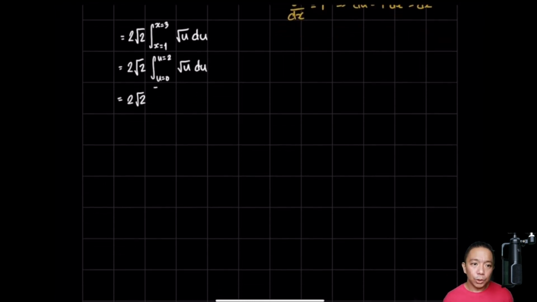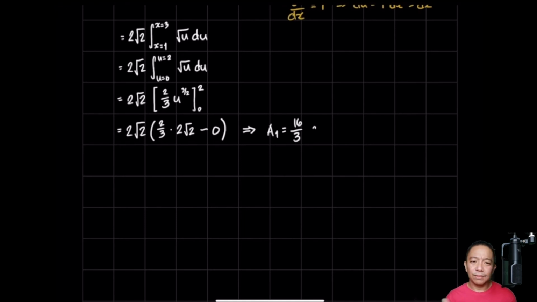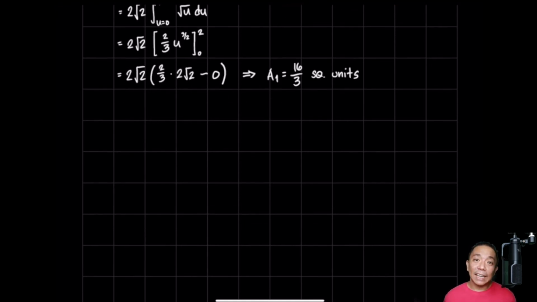So, an antiderivative of square root of u is 2 over 3, u raised to 3/2. Siyempre, may 2 square root of 2 pa rin sa unahan. Evaluating this from 0 to 2, we'll get this. Okay, so pag sinimplify natin siya, we'll get A sub 1 is equal to 16 over 3 square units. Hindi pa tayo tapos. That's just the first region.